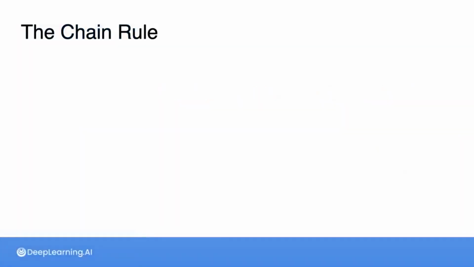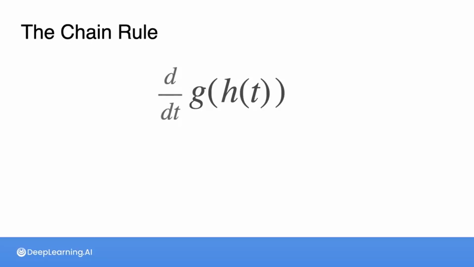So now that you know the sum rule, product rule, and scalar rule, you are ready for the chain rule. It's probably the most complicated of these rules, but if you look at it from a certain angle, it can be pretty simple. Imagine that you have a function h of t, and to the output of this function, you want to apply another function g of t. So you have a composition of functions. And now you want to take the derivative of this composition of functions with respect to t.